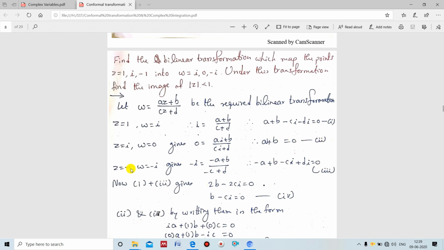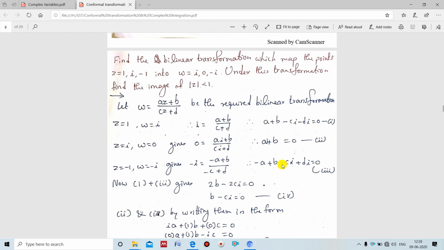Put z is equal to minus 1, w is equal to minus i, which gives minus i equal to minus a plus b divided by minus c plus d. On simplification we get minus a plus b minus ci plus di is equal to 0, it is equation number 3. So we get three equations: first equation 4 unknowns, second equation 2 unknowns, third equation 3 unknowns. If you take these two, you cannot apply the cross multiplication because 4 unknowns are there. If you take these also, you cannot apply it because 4 unknowns are there.